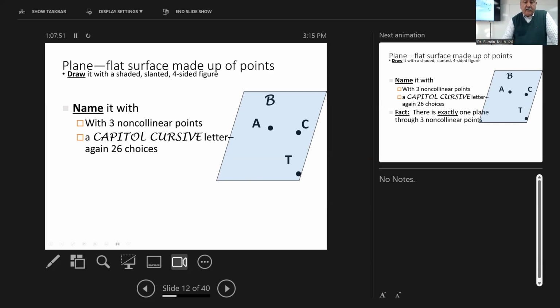So they have to be named by 3 non-collinear points. So we can call this plane ATC, but I cannot use something like AC because this would be collinear, or I cannot use just AT first because then AT and something else would be collinear. But these 3 points are not collinear. So I can call this plane B. I use a cursive letter B, or the 3 non-collinear points A, C, and T.